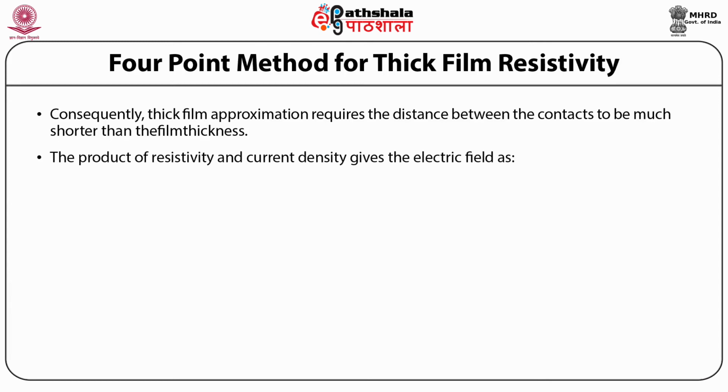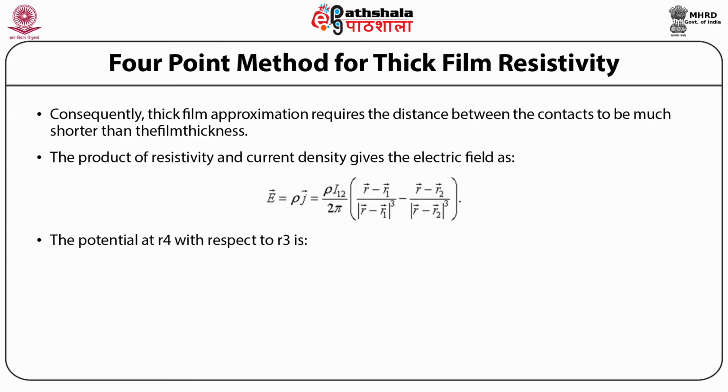The product of resistivity and current density gives the electric field as E vector equals ρ times J vector, equals ρ I12 divided by 2π, times (R vector minus R1 vector) divided by mod of (R vector minus R1 vector) cubed, minus (R vector minus R2 vector) divided by mod of (R vector minus R2 vector) cubed. The potential at R4 with respect to R3 is V43 equals minus ρ I divided by 2π, times the integral from R3 to R4 of (R vector minus R1 vector) divided by mod of (R vector minus R1 vector) cubed, minus (R vector minus R2 vector) divided by mod of (R vector minus R2 vector) cubed, dr.